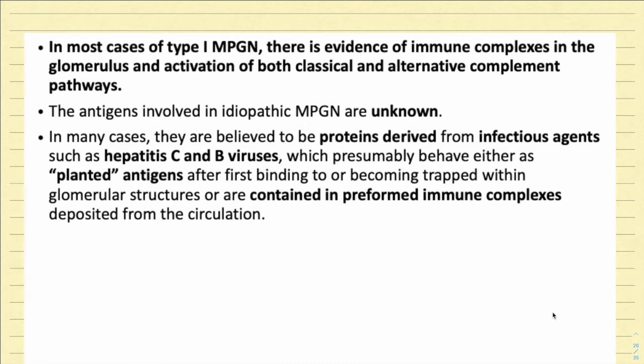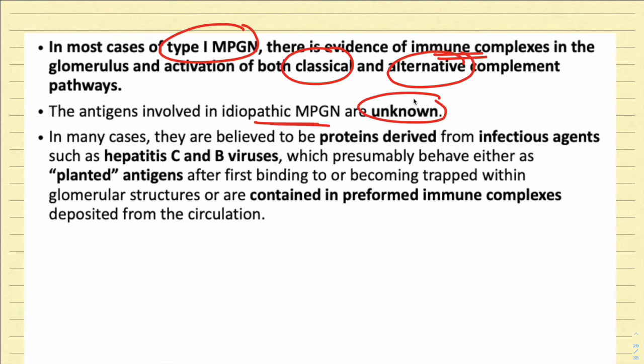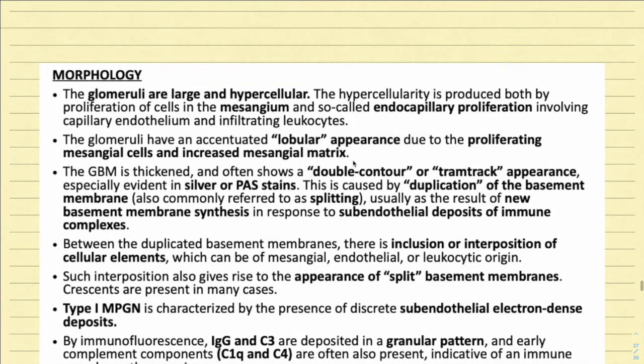Okay. Is my voice clear, audible to everyone? In most cases of type 1 MPGN, there is evidence of immune complex in the glomerulus, as I told you. So in type 1, immune complex will be there and both the classical and the alternative complement pathways will be involved. Very important. The antigens involved in idiopathic MPGN, we do not know where they are coming from, but it is hypothesized that these are secondary to hepatitis viruses. They might behave as an antigen, as a planted antigen, and lead to immune complex formation in type 1 MPGN.